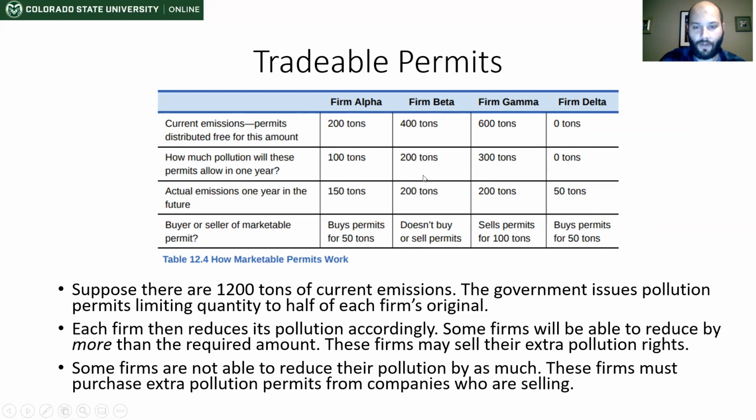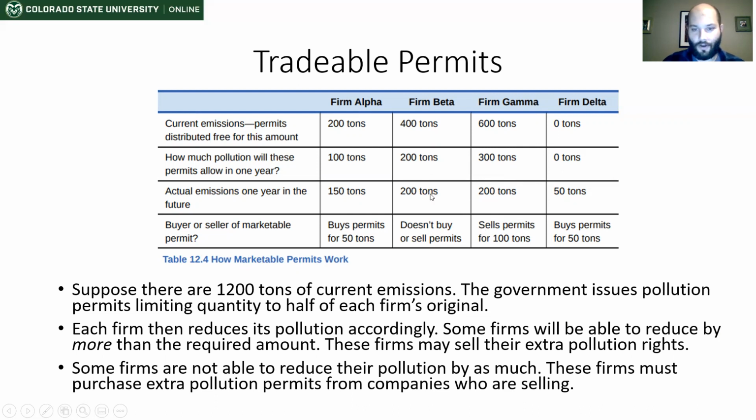They are polluting 200. Gamma actually exceeded their pollution target, so maybe it was somewhat cheap for them to reduce pollution. Now they're only polluting 200 instead of 300. The idea here is that it would be profitable for a firm like Gamma to reduce pollution by more than they need to, because now they have 100 tons of pollution permit left over, and they can sell these pollution permits.